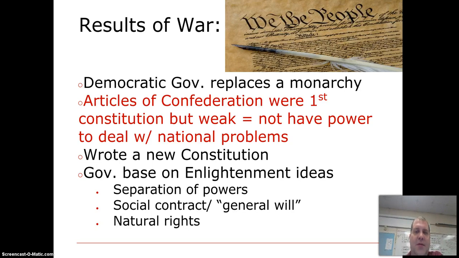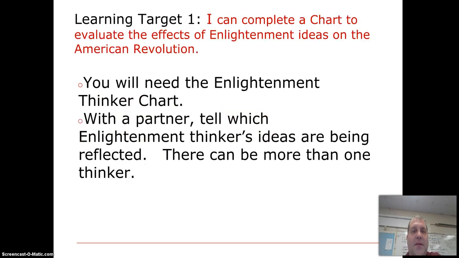They wrote a new constitution because they were going to rewrite the Articles of Confederation. They realized they couldn't do it, so they scrapped the whole thing and wrote the Constitution. Trivia fact: there was a de facto leader during the Articles of Confederation, but he was never considered a president. So our first president was George Washington. The government based its ideals on the Enlightenment thinkers. Think about this: separation of powers, social contract, general will, and natural rights.